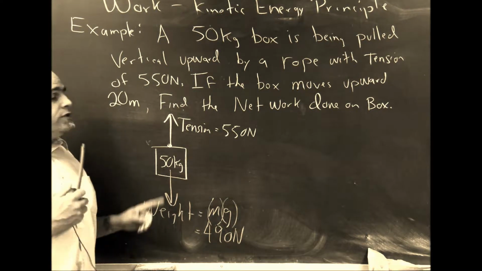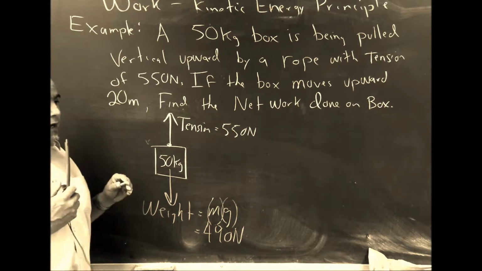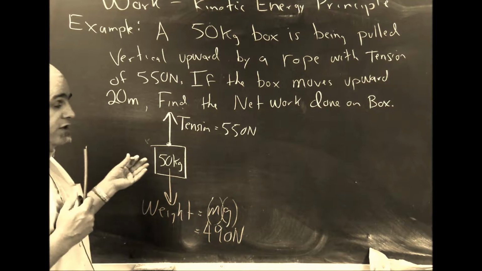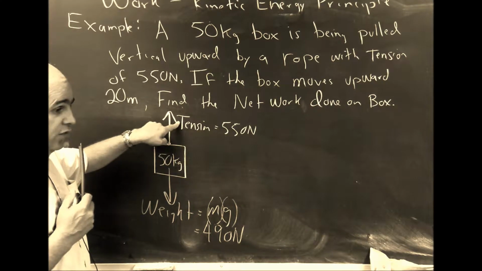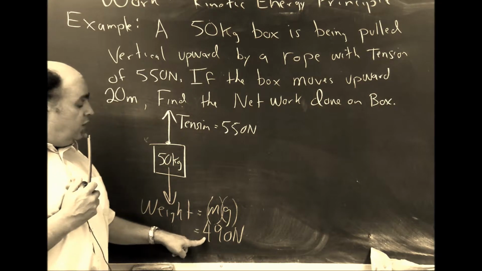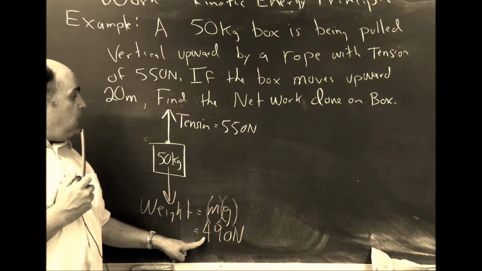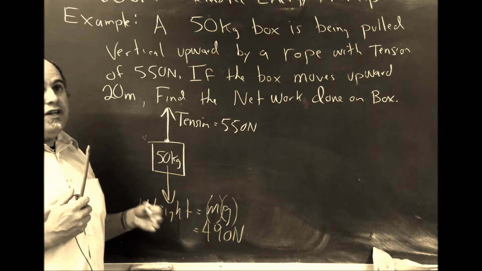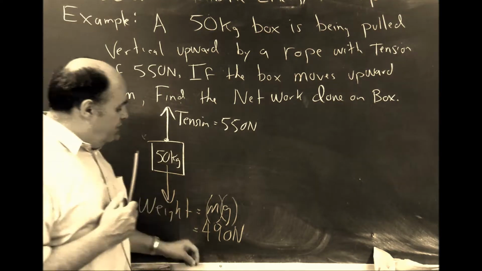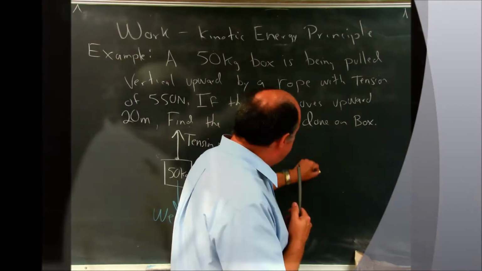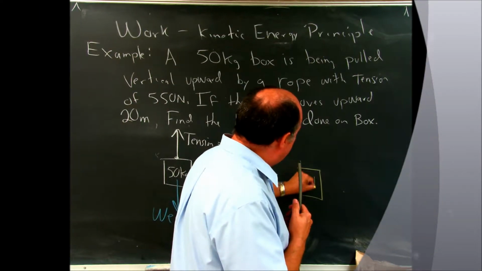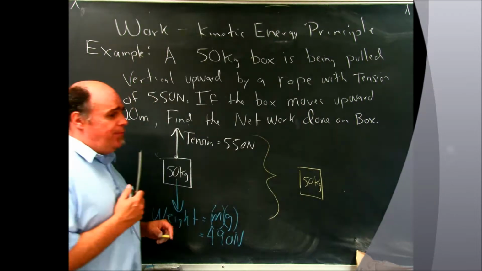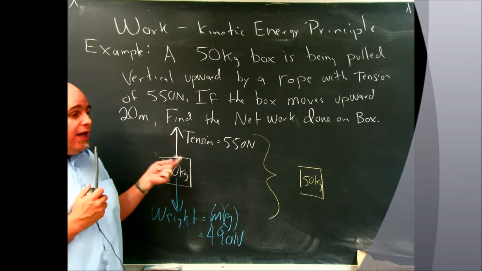Okay? So we've got work being done by a few different things here. We've got work being done by the tension in the rope. We've got work being done by the weight of the object. And that's it. These two things together will give us a net force, and we've got the work being done by the net force. So if I wanted to simplify the net force, I would redraw the box of 50 kilograms, and I would say I'm going to add up these two vectors.